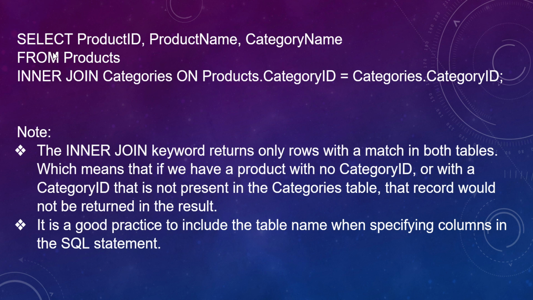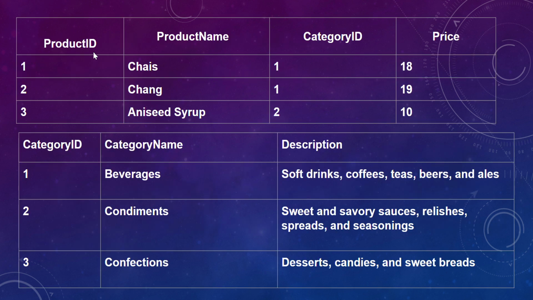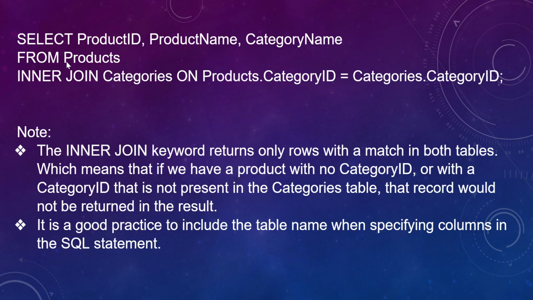This is as per the syntax: FROM, then the left table, products, then we write INNER JOIN category, which is the right table. Products is the left table, category is the right table. So after FROM we write the left table, then after INNER JOIN we write the right table. Then we write the ON keyword. Then we match both these tables on the basis of the common column.